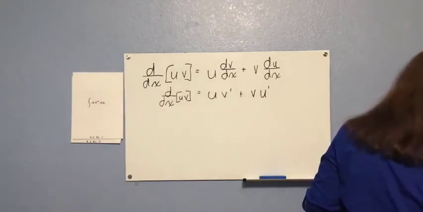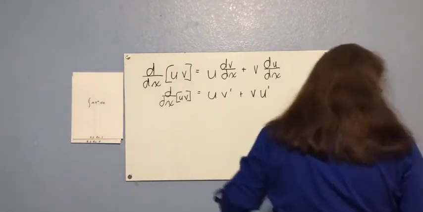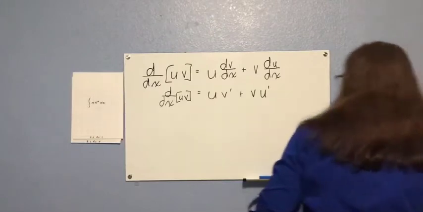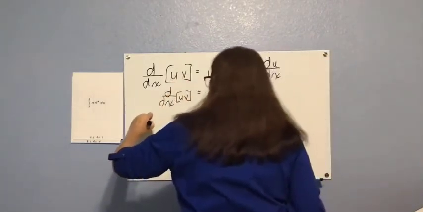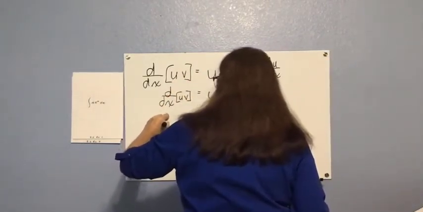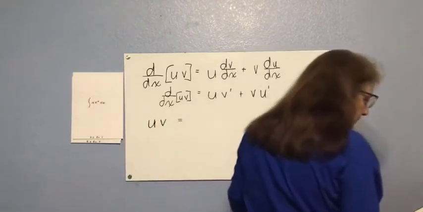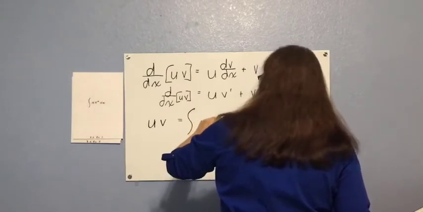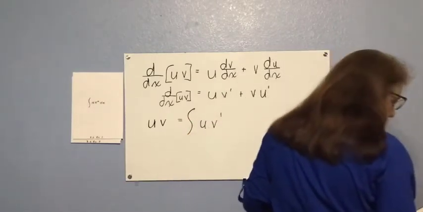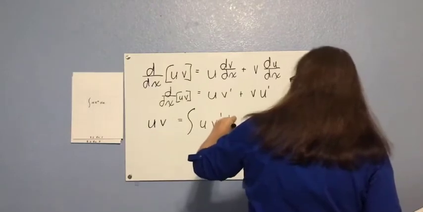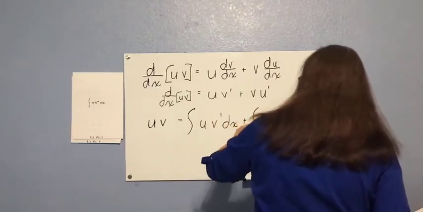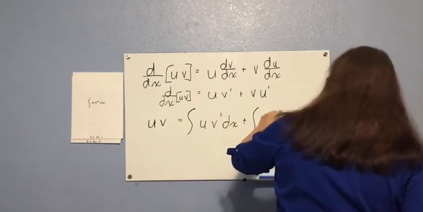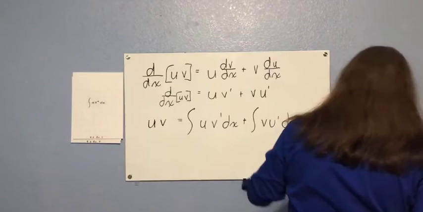we can integrate this equation. Of course, the integral of this is just uv, and that's equal to the integral of u v prime dx plus the integral of v u prime dx.